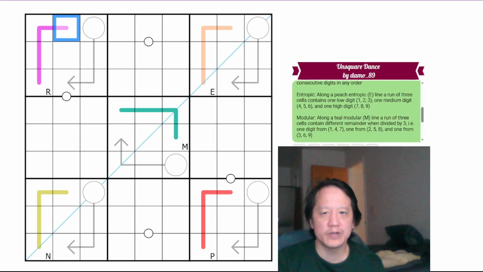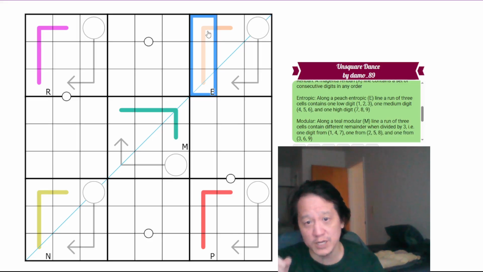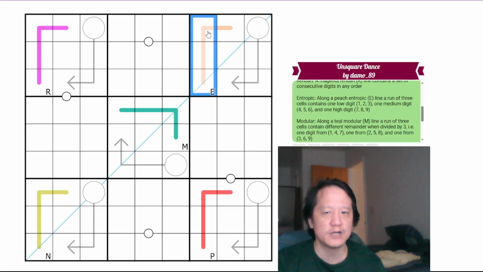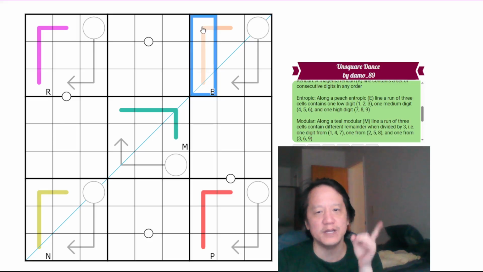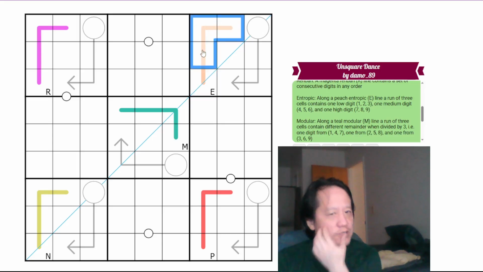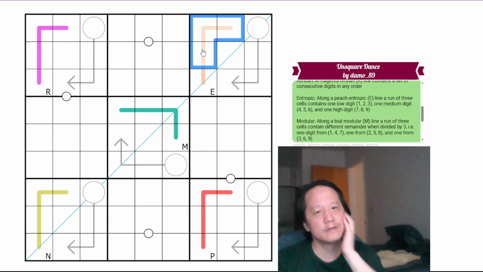We have entropic lines, where along the peach entropic line, a run of 3 cells contains 1 low digit, 1, 2, or 3, 1 medium digit, 4, 5, or 6, and 1 high digit, 7, 8, or 9. And that's for any run of 3 consecutive cells. So for these 3 cells, you have to have 1 each of 1 low, 1 medium, and 1 high. And for this set of 3 digits, you must have 1 medium, 1 low, and 1 high. And that's how entropic lines work.